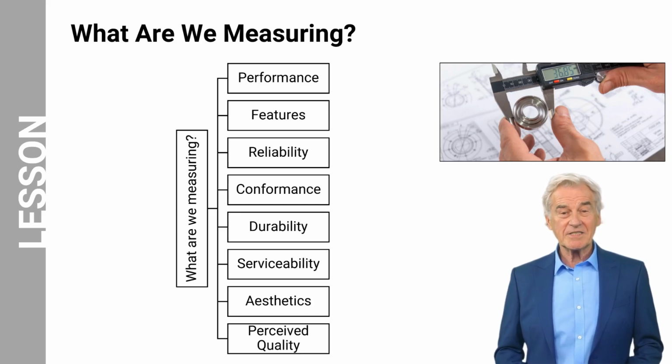There are 8 basic dimensions of quality shown here. They are performance, features, reliability, conformance, durability, serviceability, aesthetics, and perceived quality. We will discuss more on these aspects in the upcoming slides.